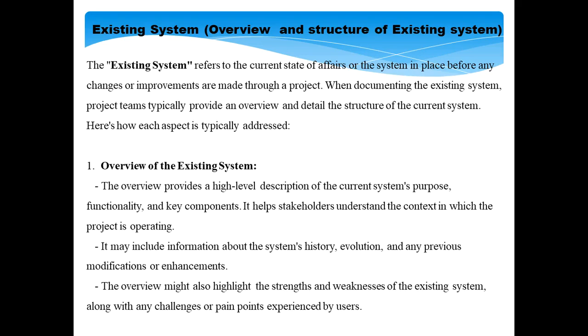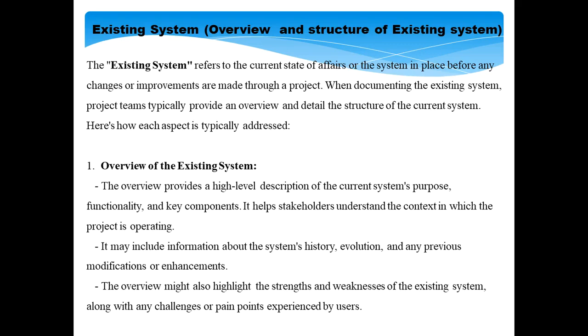When documenting the existing system, project teams typically provide an overview and detail the structure of the current system. Here is how each aspect is typically addressed. Number one, we have the overview of the existing system. The overview provides a high-level description of the current system's purpose, functionality, and key components. It helps stakeholders or members to understand the context in which the project is operating.